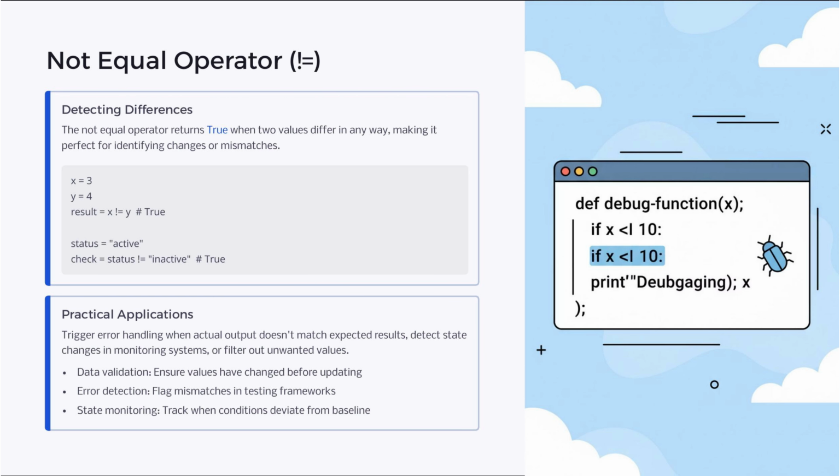The not equal operator identifies differences between values, returning true when they differ. For instance, x equals 3 and y equals 4 results in x not equal to y being true. It's crucial for error handling, detecting state changes, and filtering unwanted values. In data validation, it ensures values change before updates, and in testing, it flags mismatches.